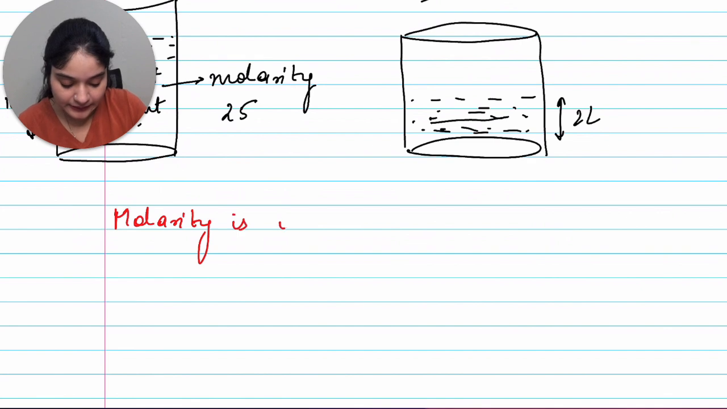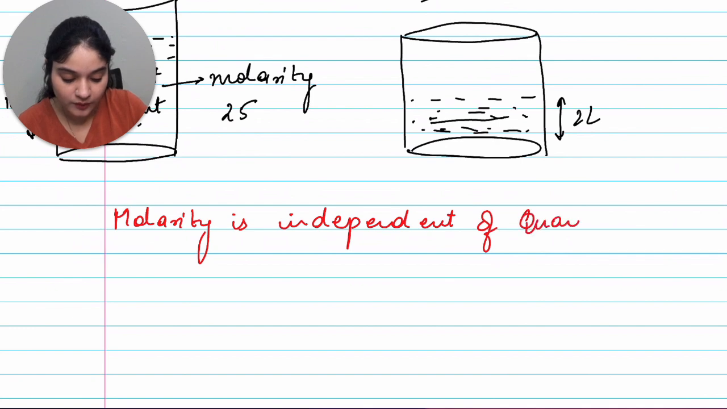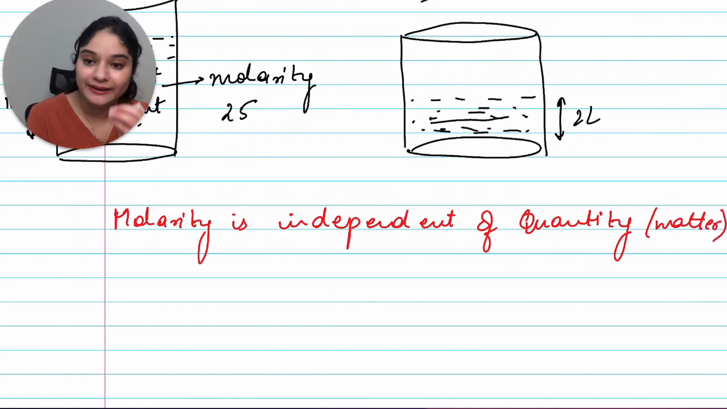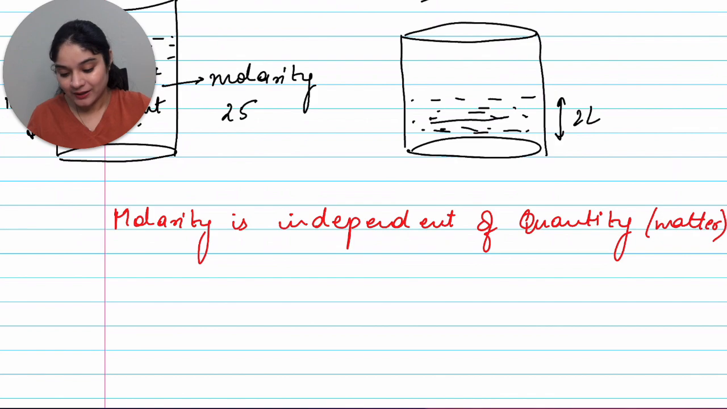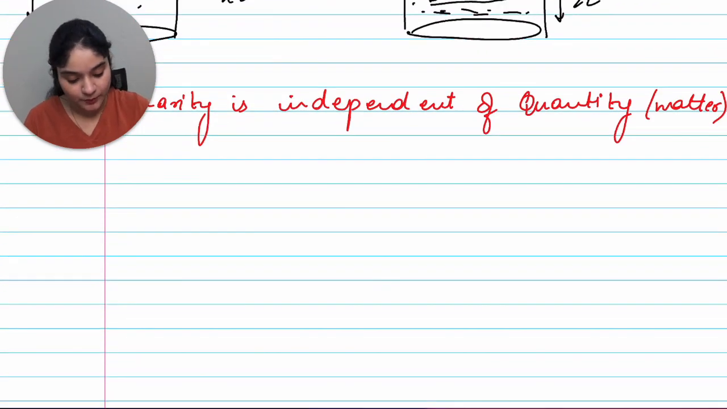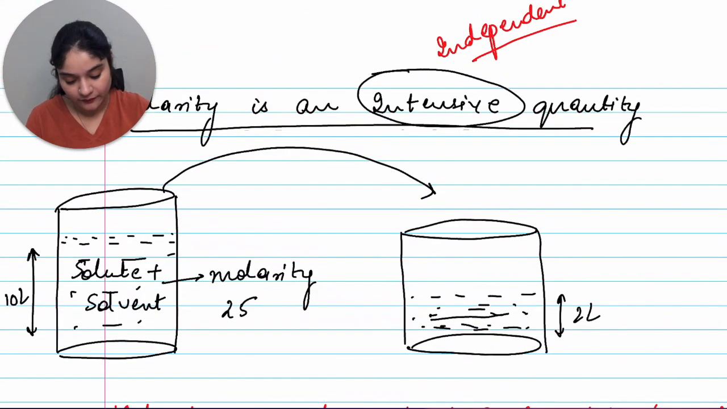Molarity is independent of quantity, that is matter. What is quantity, students? Quantity is matter that we talk about. Okay, now let's move ahead to the next topic, that is E.